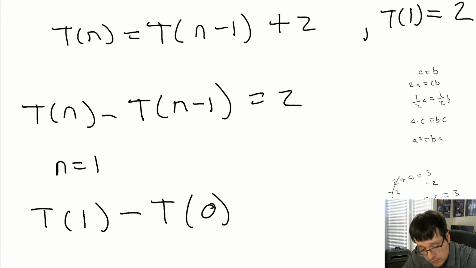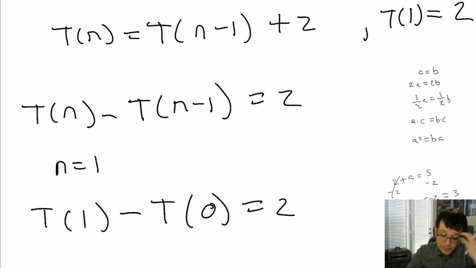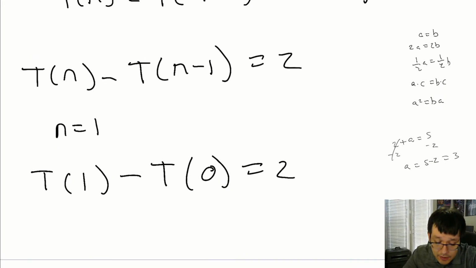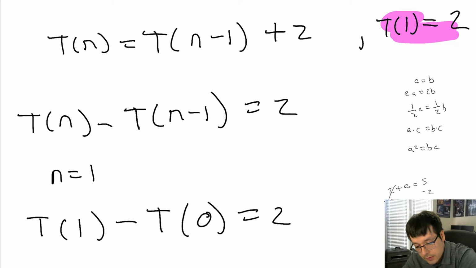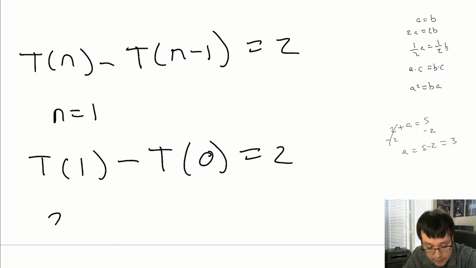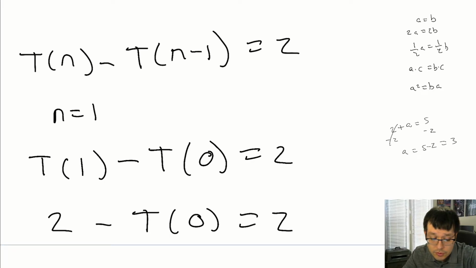And so that becomes that. And then this has to be equal to 2, okay? Because of this, and because we know that T of 1 is equal to 2 from literally our base case here, then I can plug that into this equation right here and say 2 minus T of 0 is equal to 2, right?